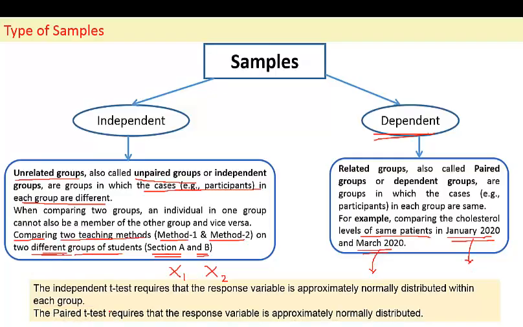The independent t-test requires that if the samples are independent, then the response variable, meaning the data which you will collect from section A and section B, should be approximately normally distributed within each group. This is an assumption of using this test. Similarly, the paired t-test also requires that the response variable is approximately normally distributed. For example, here you note the cholesterol level. The cholesterol level of the patient should be normally distributed for using this dependent paired t-test.